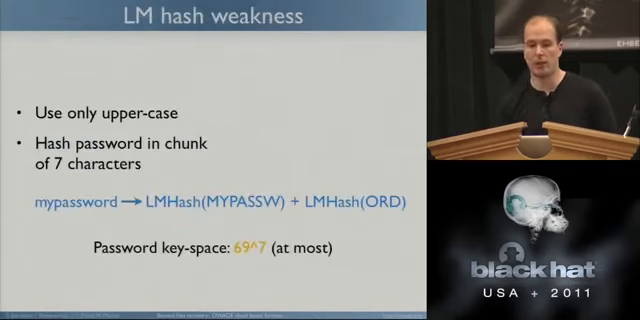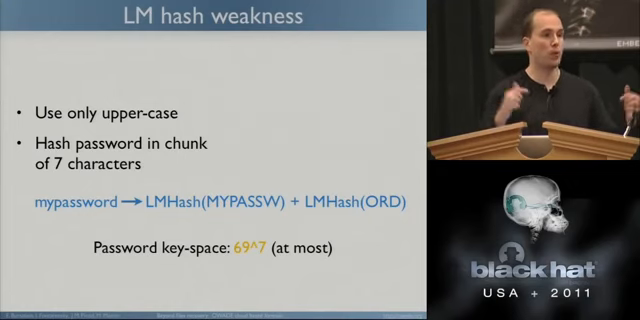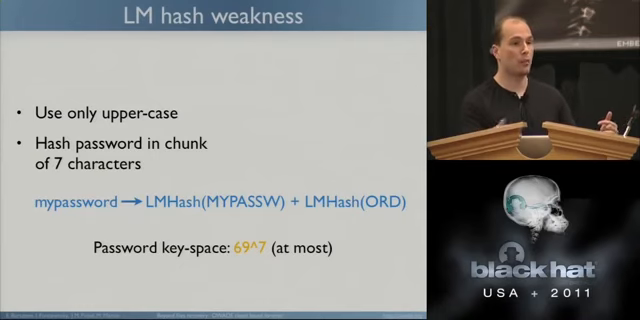Let me give you an overview of why LM hashes are weak. First, they decided, for a very odd reason, that we're not going to use lowercase. So when you use LM hash, before hashing, Windows puts your password in uppercase. So it doesn't matter if you type lowercase or uppercase, it's actually the same. And then, for another odd reason that I can't explain myself, they decided that instead of storing the password in one hash, they split it in two hashes.